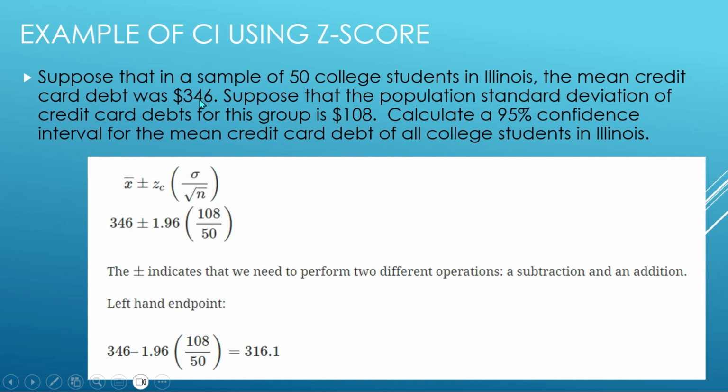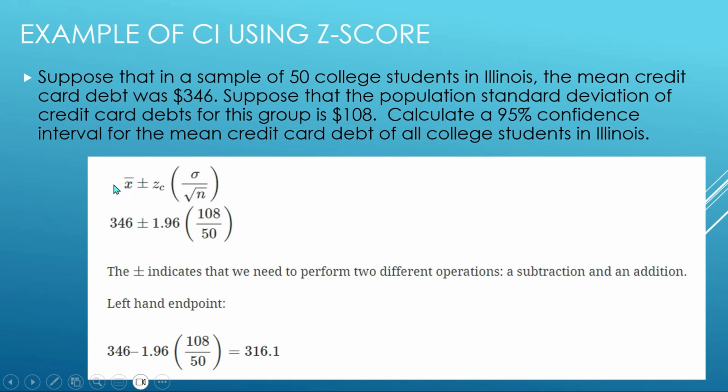Of course, it is not that every student has $346 debt. It varies. Maybe someone has $500 debt, somebody has $400 debt, and so on. But when we take the average of all these 50 students, it is $346. Suppose that the population standard deviation of credit card debts for this group is $108. This sigma is given to us, which is $108. This is the standard deviation of the population. Now calculate a 95% confidence interval for the mean credit card debt of all college students in Illinois.